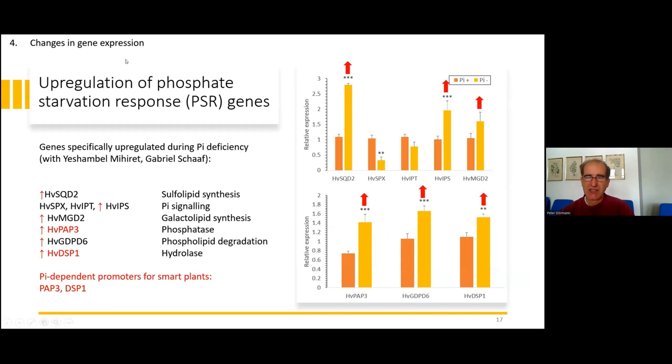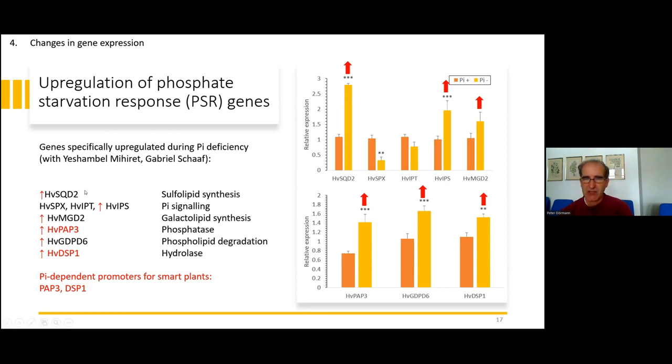Then the next one deals with the generation of the ruby plants. We need promoters which are dependent on phosphate. And as I showed, the transcription factor PHR1 binds to promoters and triggers expression of genes under phosphate deprivation. In Gabriel's lab, Yisham did transcriptomic experiments, large-scale screening for phosphate deficiency inducible genes, and pulled off dozens of them.